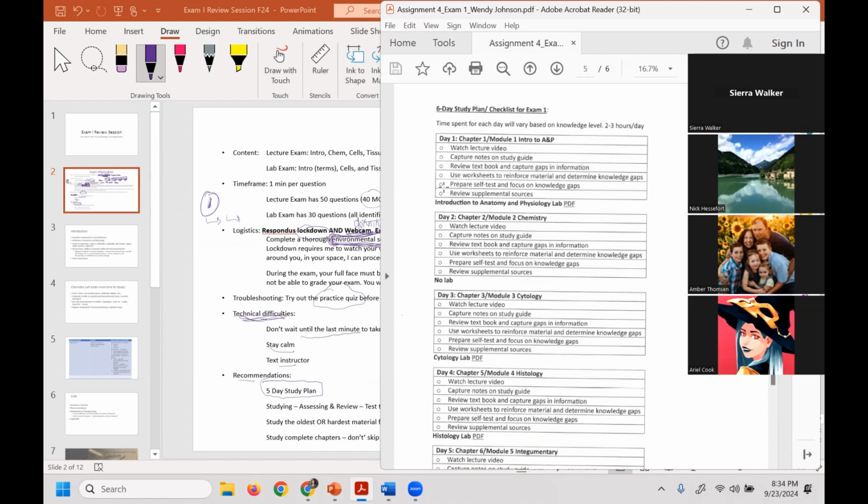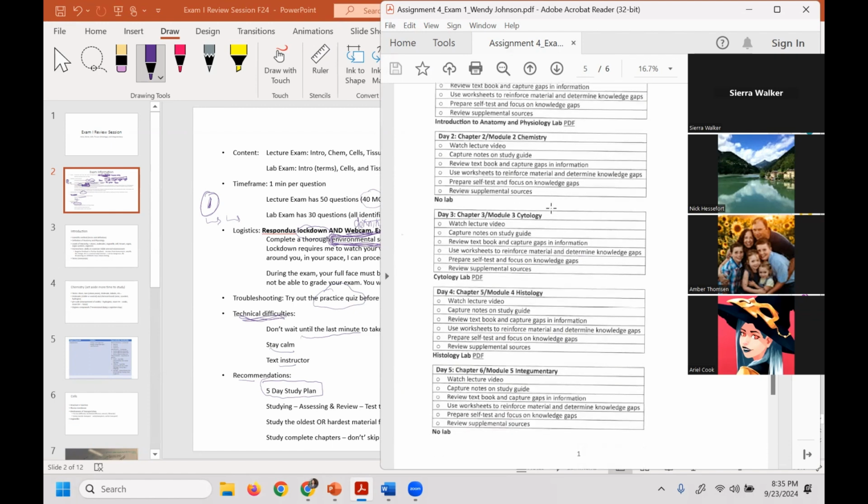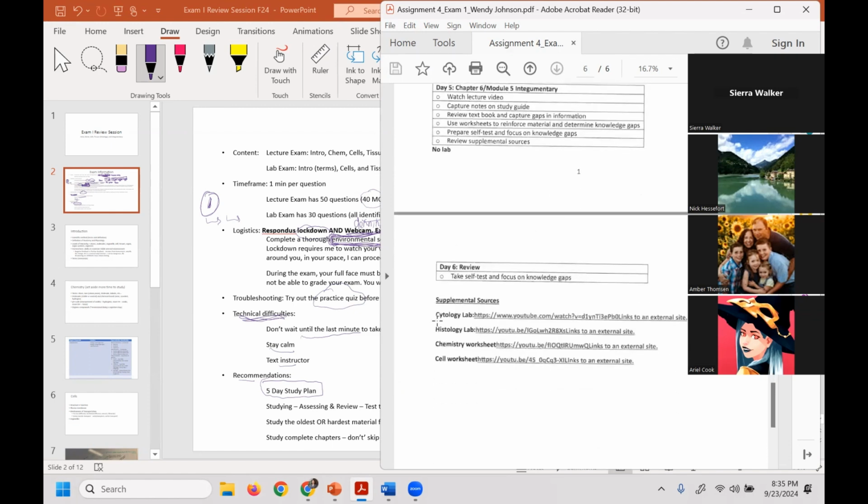So you can see she did a checklist of what is essential and needs to be done. On day 1, she's going to cover chapter 1, module 1, intro to A&P: watch the lecture video, capture notes on the study guide, review the textbook and capture gaps, use the worksheets, test herself, and then review supplemental resources. She also attached important documents, what she needs. And down here, she also puts the supplemental sources. I completely understand that if there are too many resources, it can get a little overwhelming. But if you put it like this, it looks so doable.